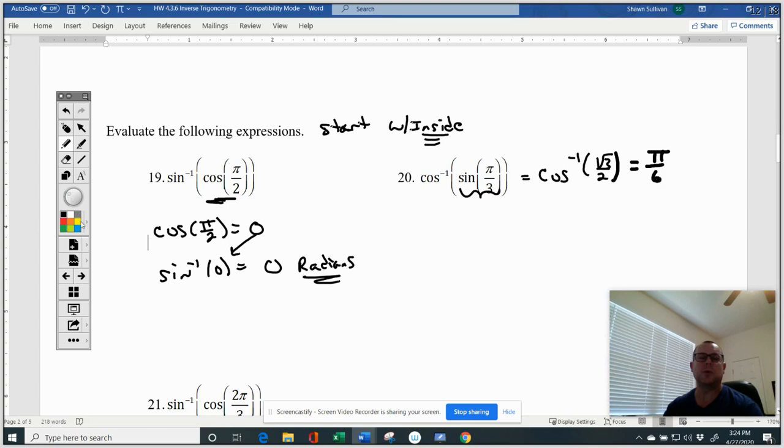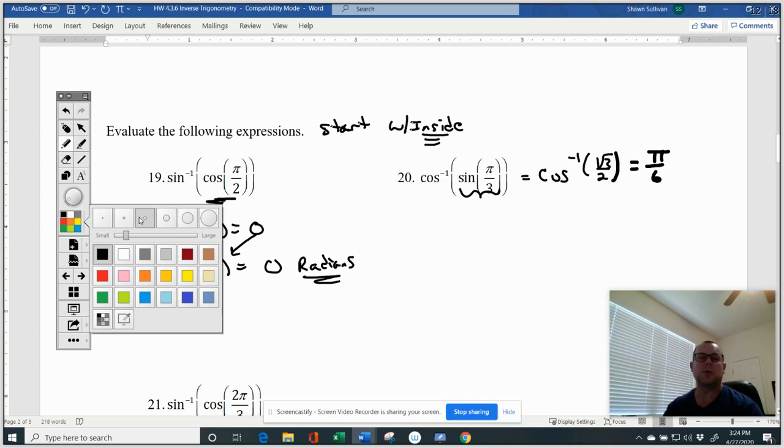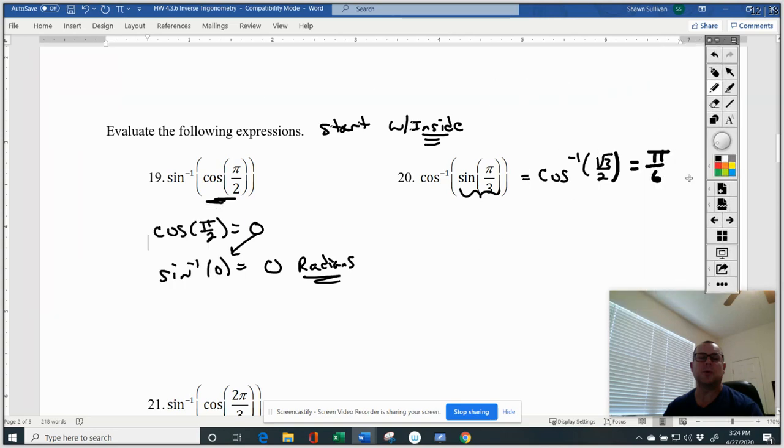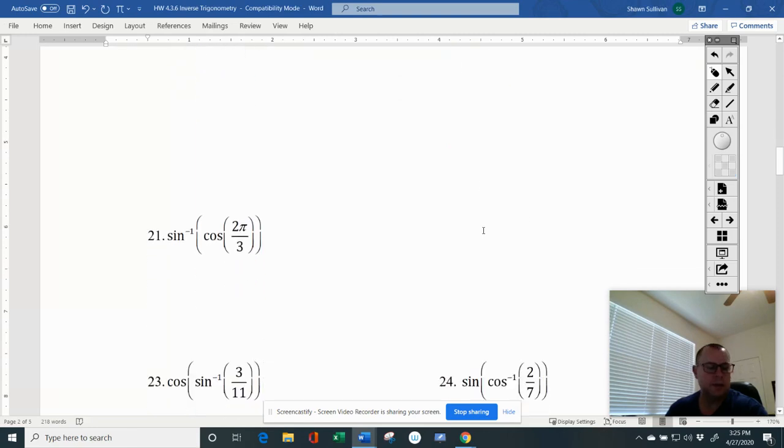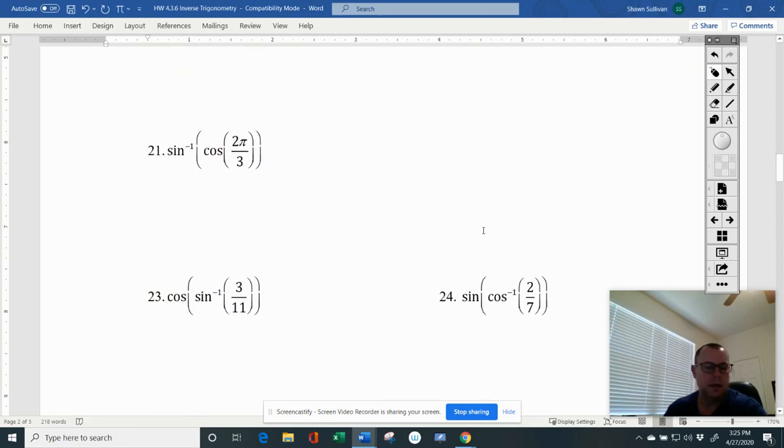Not too bad. Let's change this. Awfully thick. Okay. We'll move down a little bit. Let's take a look at 21. We'll do one more. 21.